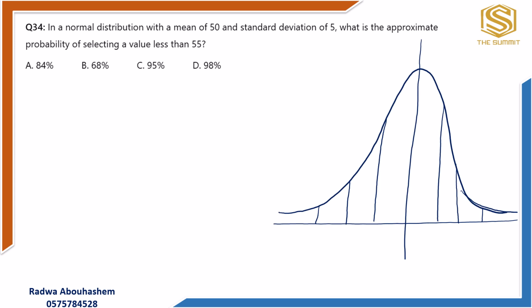So he said that the mean is 50 with a standard deviation of 5. So this is 55. This is one standard deviation. This is two standard deviations. This is three standard deviations. This is 45, 40, and 35. Do you remember the percentage here? This is 34, 13.5, 2, and 0.5. The same as here.